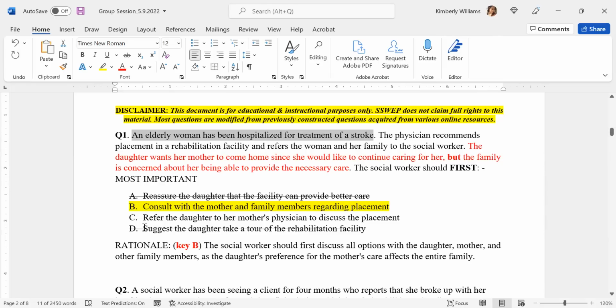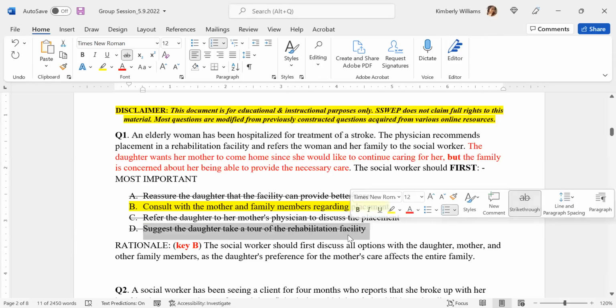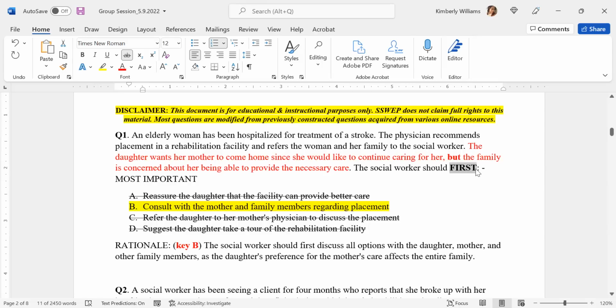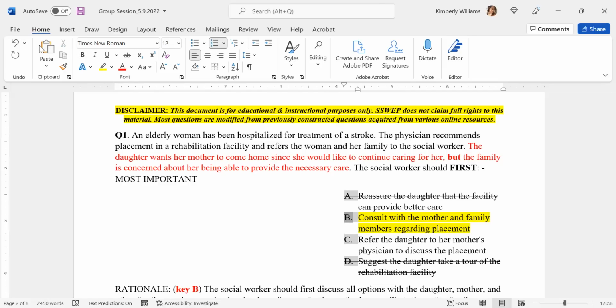Rochelle, do you now understand why D, which is not a bad option, is not a bad suggestion, but not the priority answer, because we're looking for the most important answer? I do understand. Okay, and the other thing before we move on is that usually, y'all, the answer is in direct relation to the presenting problem.